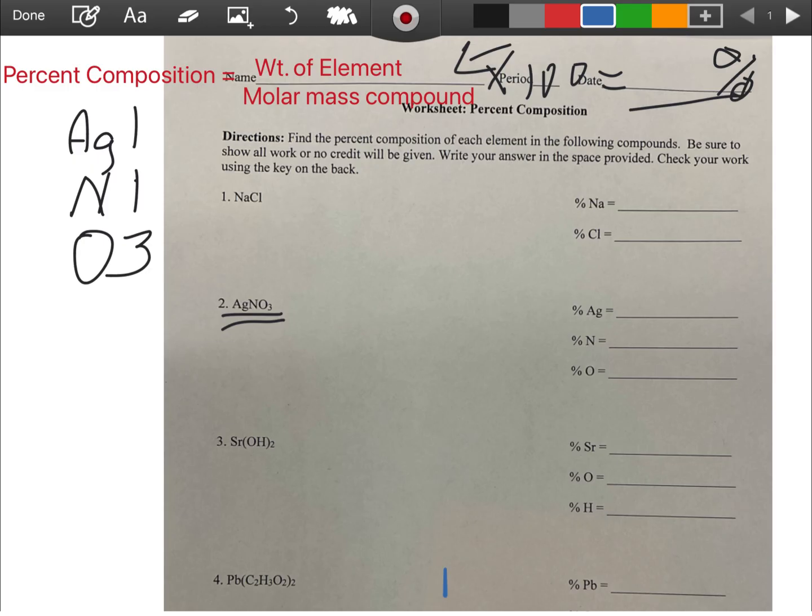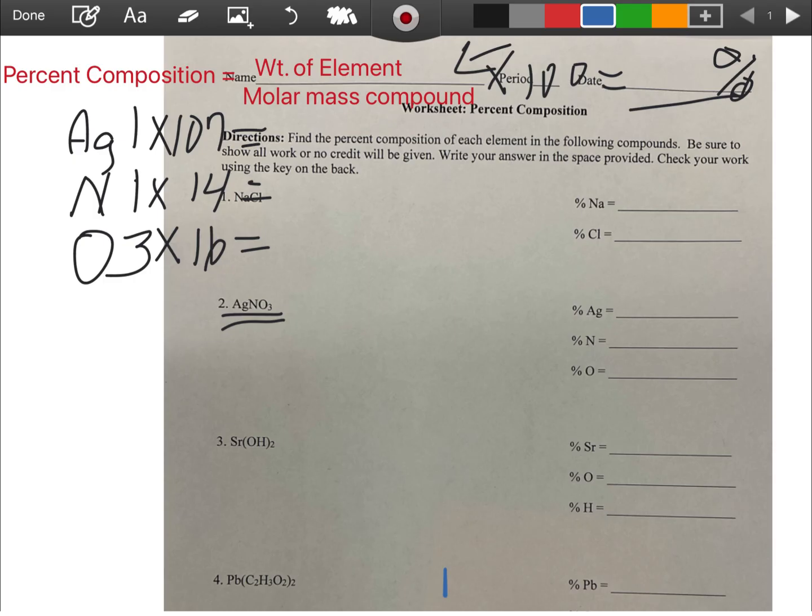Okay, so now, silver weighs like 107, or you can round it off to 108, right? Nitrogen weighs up to 14, and oxygen is 15.999, so we can round that off to 16. But on the Schoology assignment that you have today, they're going to actually be using the 15.999, okay? That's okay. You're going to look at the stuff that you have that's closest to it.